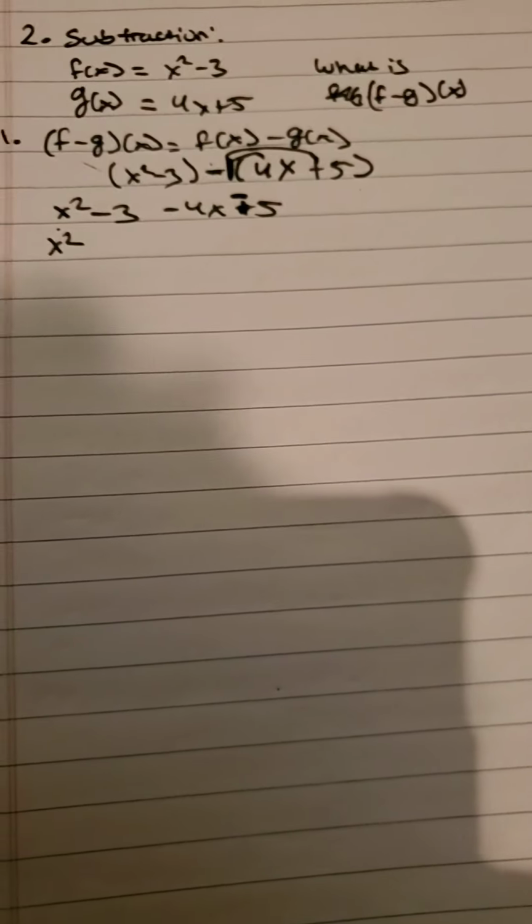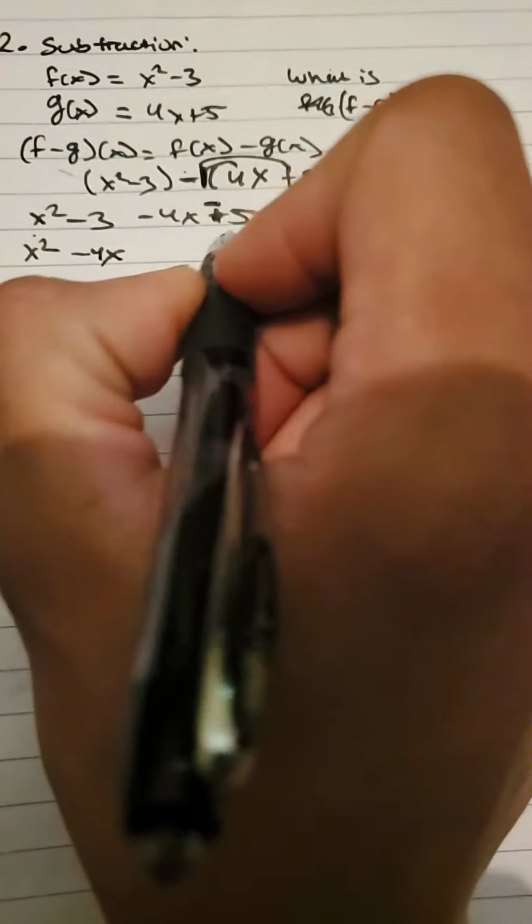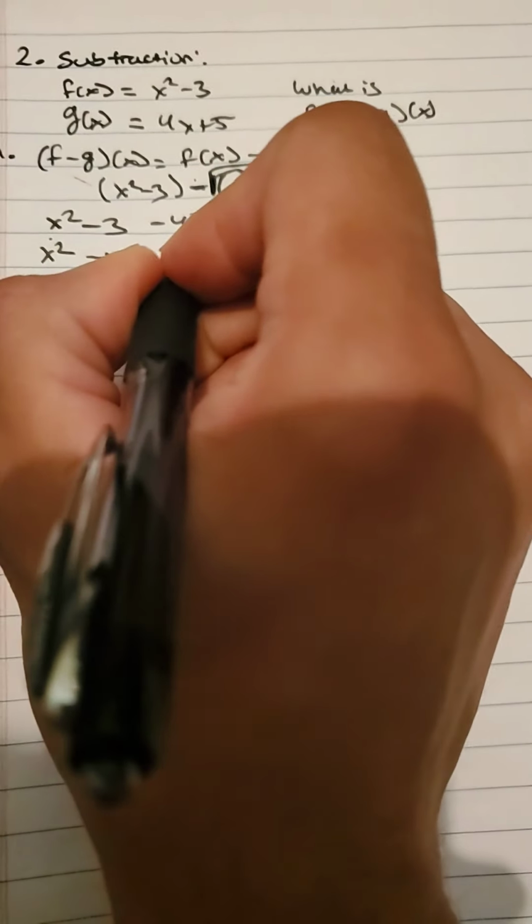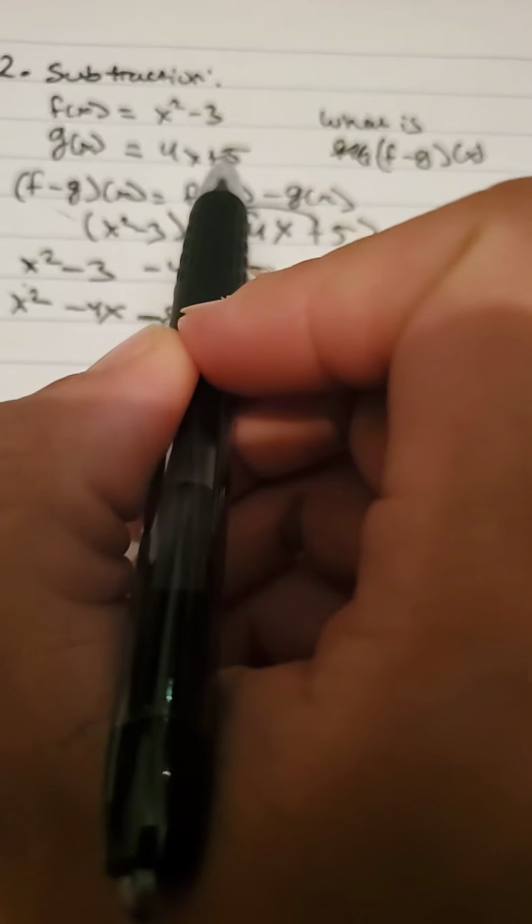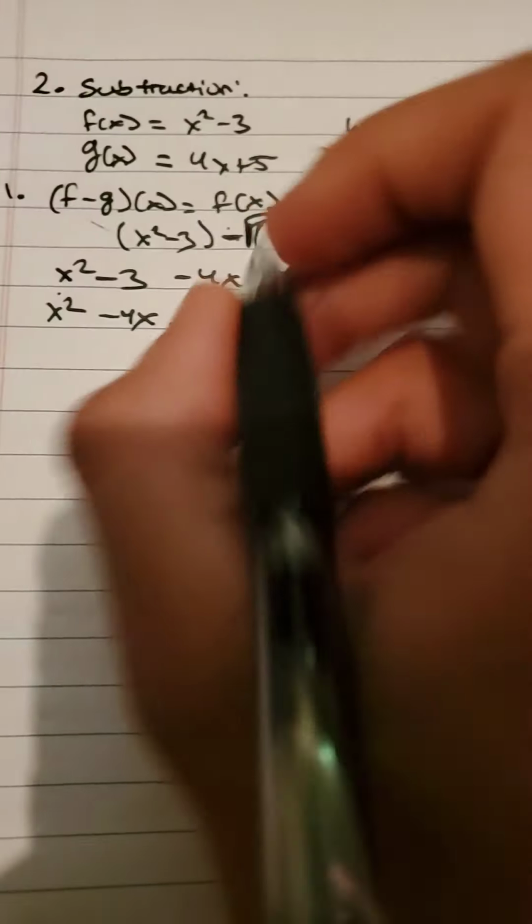X squared, combine like terms, so then nothing with x squared. Alright, that should be a minus. So nothing, no 4x, and minus 3 minus 5, that's minus 8. If you notice this, both of these were polynomials, so there's nothing to exclude. This domain was all real numbers. This domain was all real numbers.